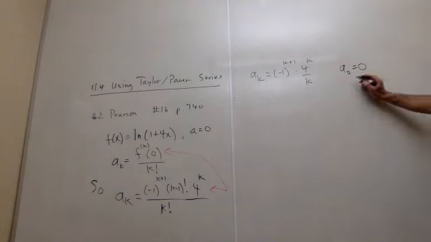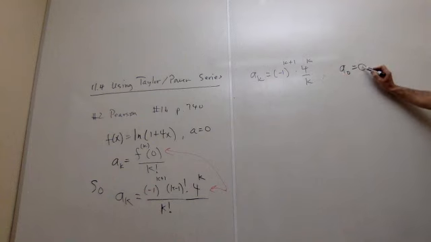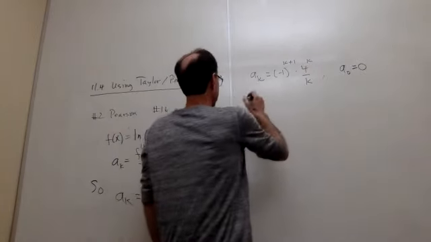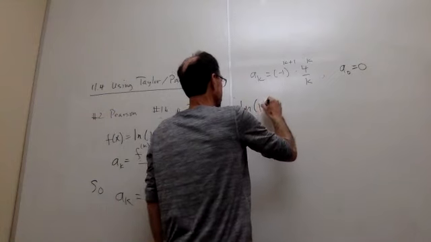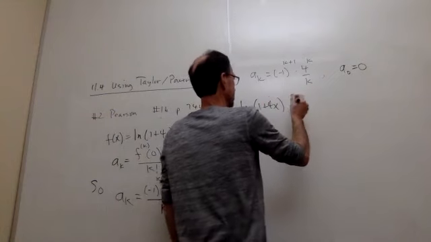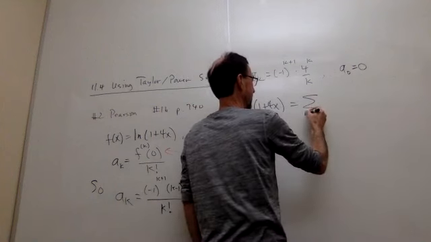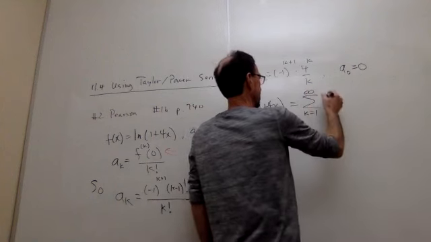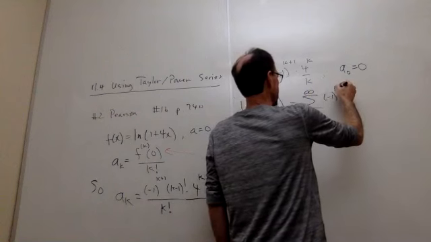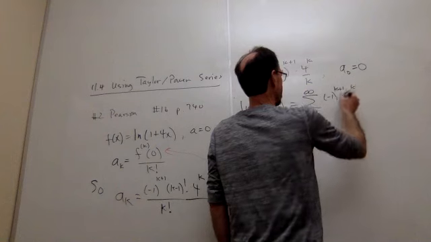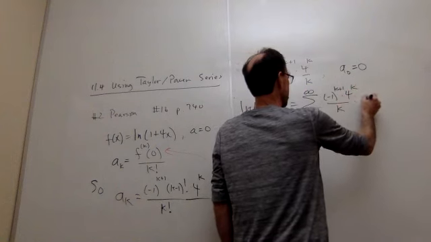And I just remind us that when we evaluated the function at 0, we got 0. That was on that chart I erased. And so here is our Maclaurin series. Because a sub 0 is 0, let's start at 1. Minus 1 to the k plus 1 times 4 to the k over k times x to the k.